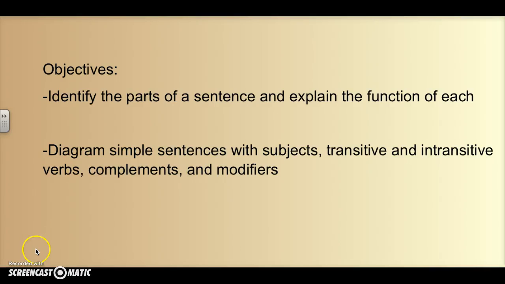So today we're going to be learning about the sentence and the parts of a sentence. By the end of this lesson, you should be able to identify the parts of a sentence and explain what each does. And you'll learn the beginning fundamentals of diagramming. So knowing how to diagram a sentence with subjects, both transitive and intransitive verbs, and complements and modifiers.